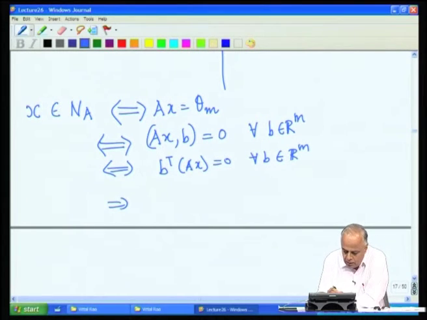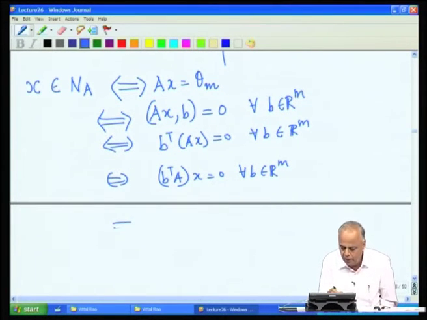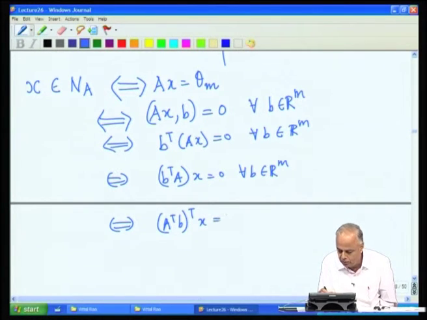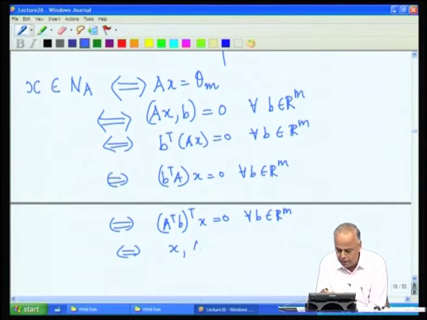This means B transpose A x equals 0 for every B in R m. Because matrix multiplication is associative, we can group them as we want. We can write this as A transpose B transpose x equals 0 for every B in R m. So what this says is x is orthogonal to all the vectors of the form A transpose B. So, x comma A transpose B is equal to 0 for every B in R m.